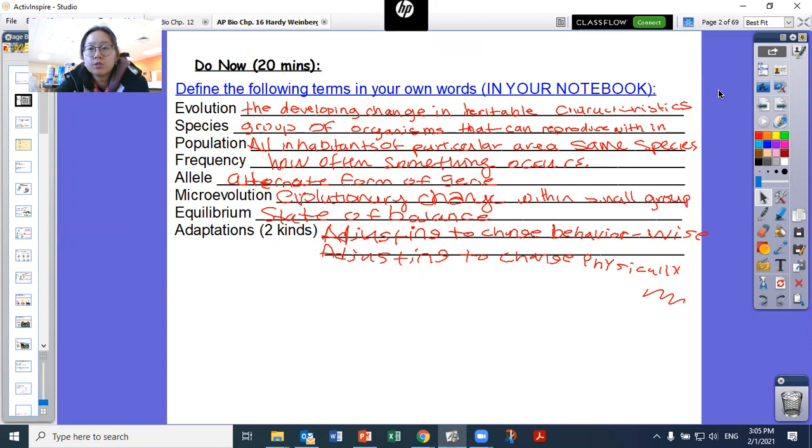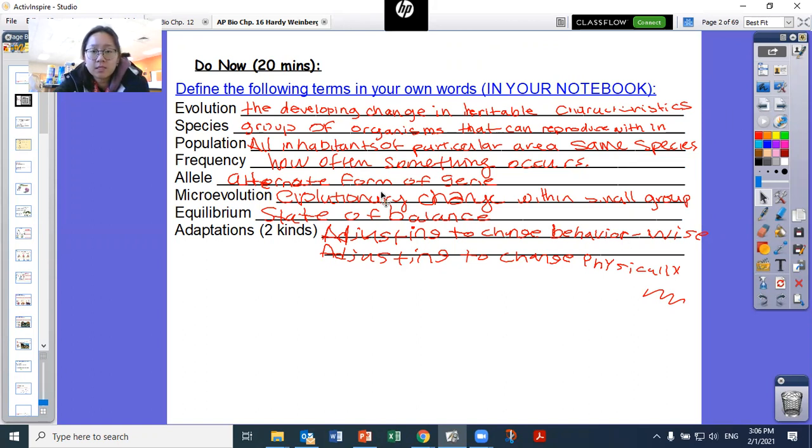So let's go through some terms, and then we'll talk about Hardy-Weinberg equilibrium in general so that you have a basis of understanding to build your lab knowledge off of. You can look these up, or you can just copy the definitions from here. The terms I want you to find definitions for are evolution, species, population, frequency, allele, microevolution, equilibrium, and adaptations. And there are two kinds of adaptations. Basically, you're going to want to look these up with their definition for biology. You don't want to just look up the general definition because some of these have normal English conversational definitions. You want to look up something like definition of evolution in biology.